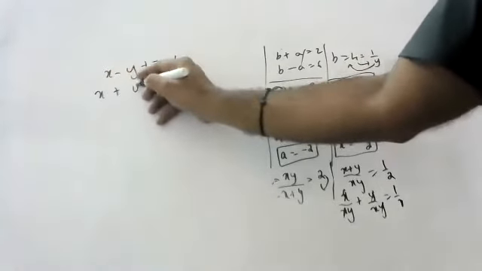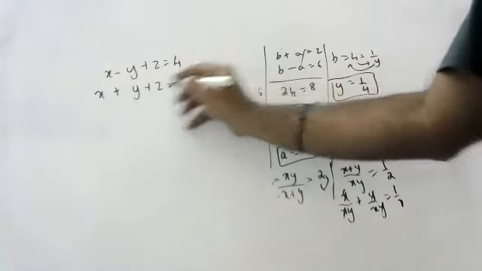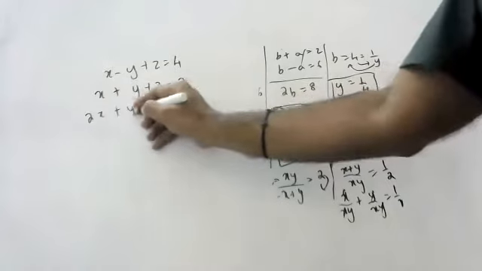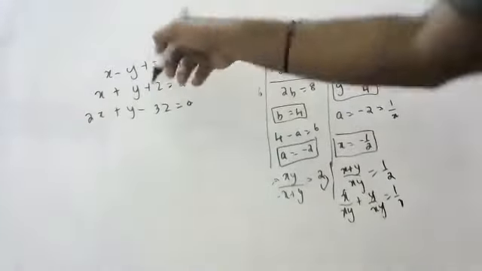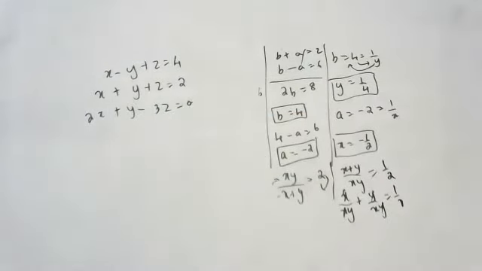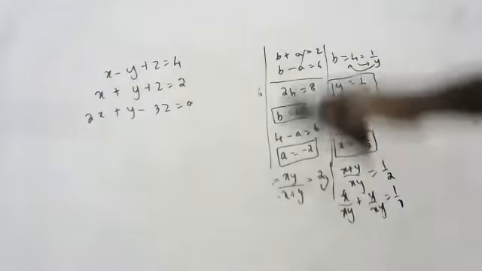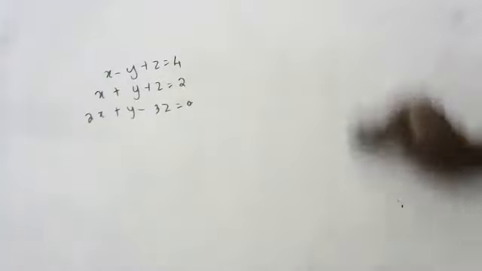Okay, x plus y plus z is equal to 2, and 2x plus y minus 3z is equal to 0. Since three variables are there, three equations are needed. Two variables, two equations. If three variables are there, three equations are compulsory. If not, we can't solve it.